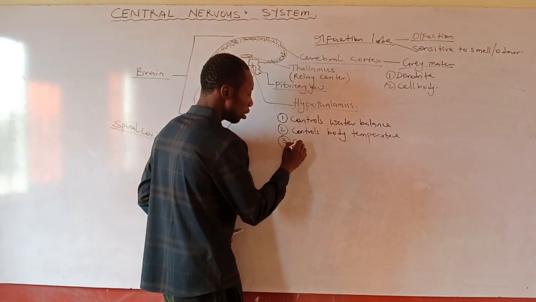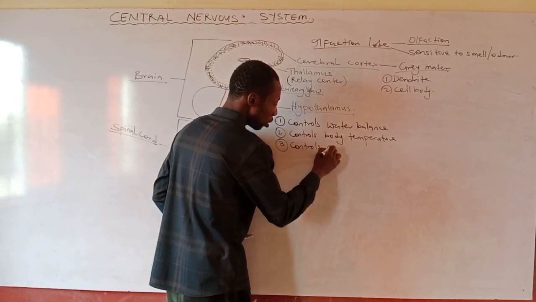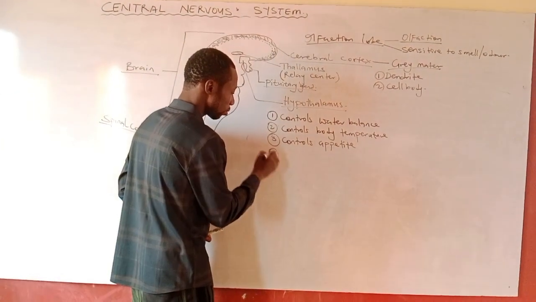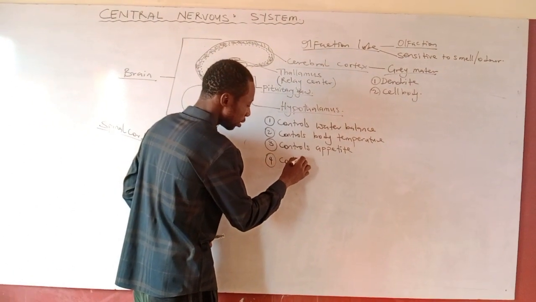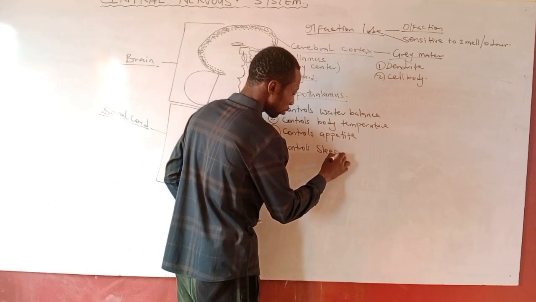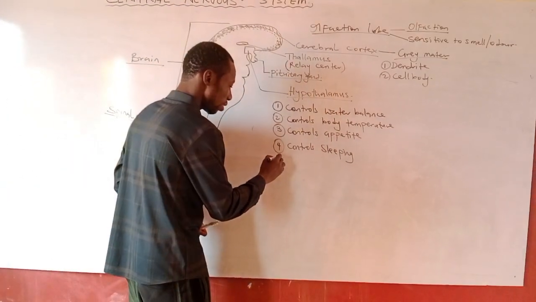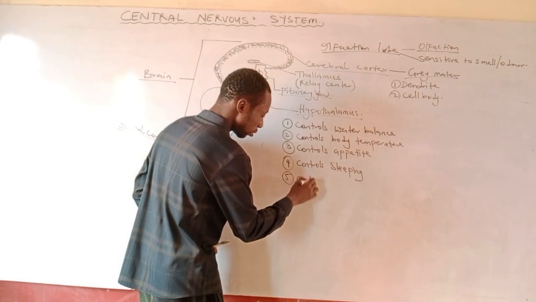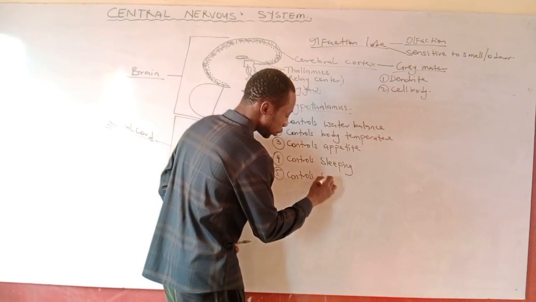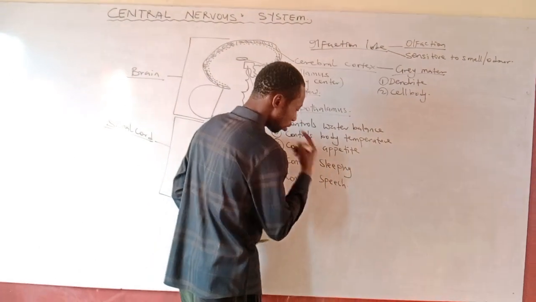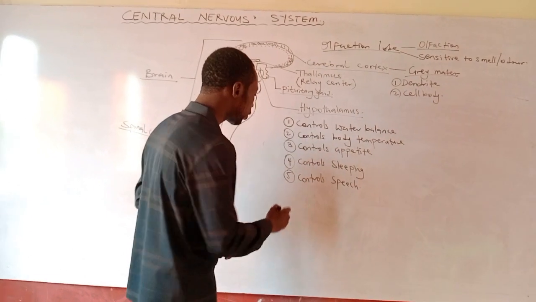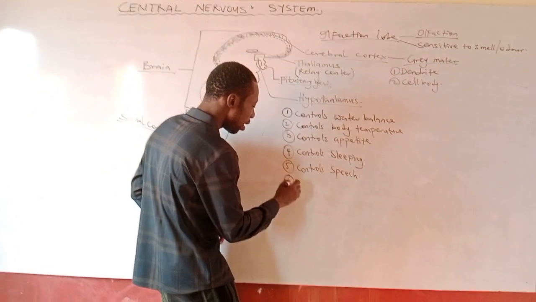The hypothalamus controls appetite. The hypothalamus controls sleeping. The hypothalamus controls speech. Okay, these are the functions of the hypothalamus.